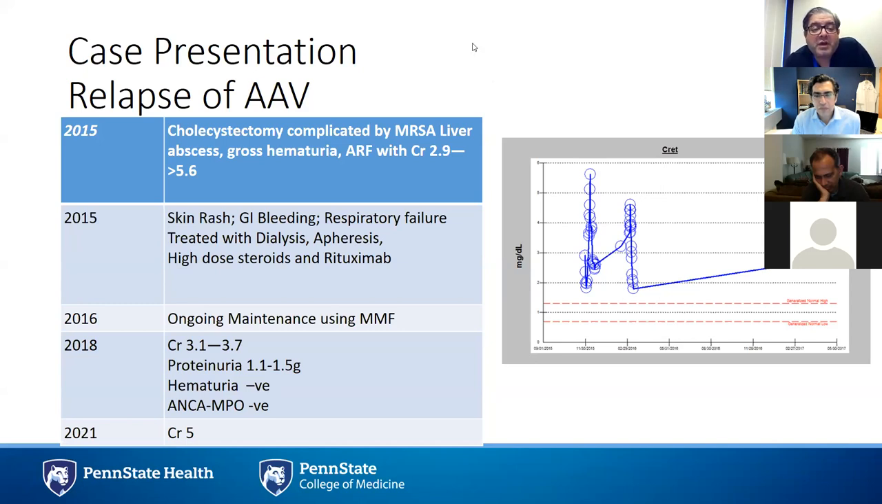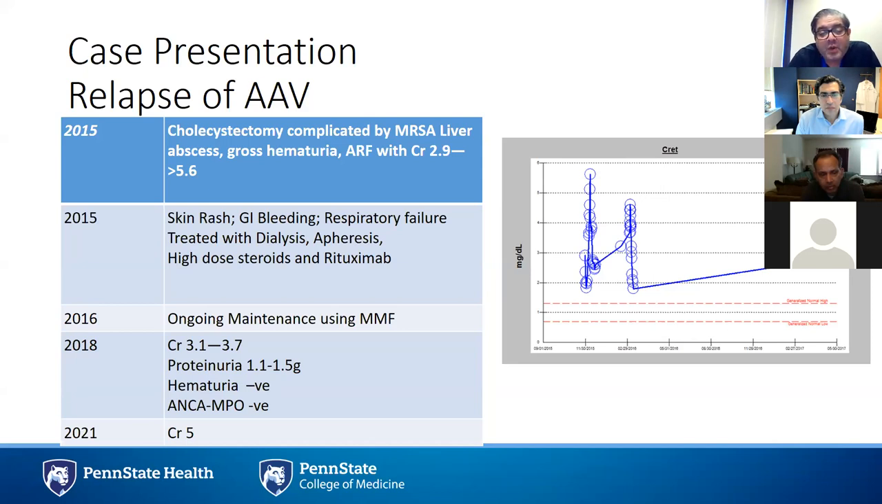But the critique I would have is, if they failed MMF prophylaxis maintenance, then putting them back on MMF maintenance may or may not have been a solid idea. And this is 2016. At this time, we already know that MMF maintenance is maybe not that great. This is, I think, after MAINRITSAN 1 at least came out. So I would probably have put him on rituximab maintenance. This is MPO disease, not PR3 disease.